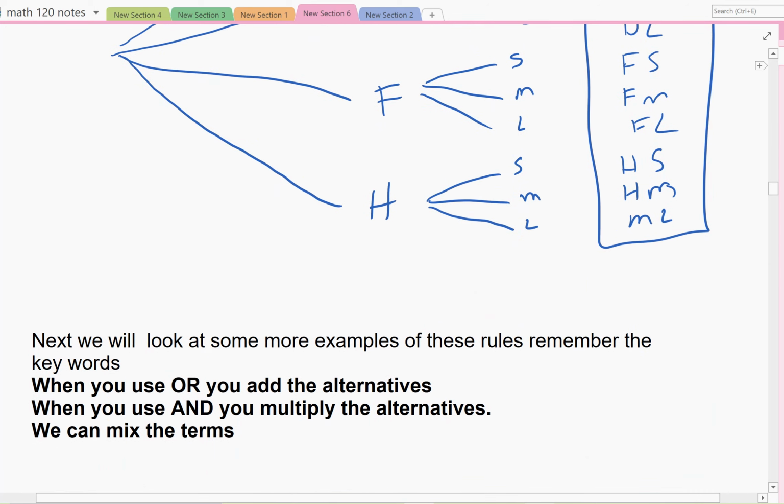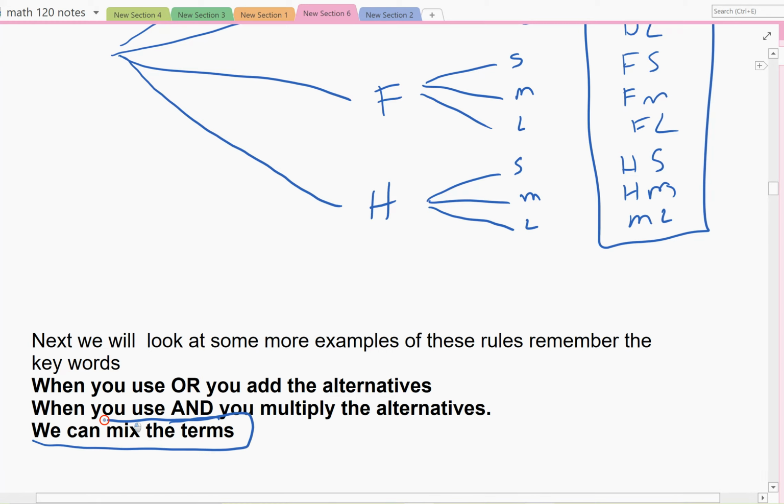So we're going to do examples then in the next section. Basically, this example is going to be a whole bunch of using the product rule, the multiplication rule, and the addition rule, the OR rule, and the AND rule. We're going to look at examples in the next set of notes. Remember, when you pick or, you add the alternatives. I'm picking from this group or this group. I'm making one choice, and I have different alternatives I can make my one choice from. When you use and, it's a multi-step process. I have to pick this and this and this and this. It's a sequence of events.